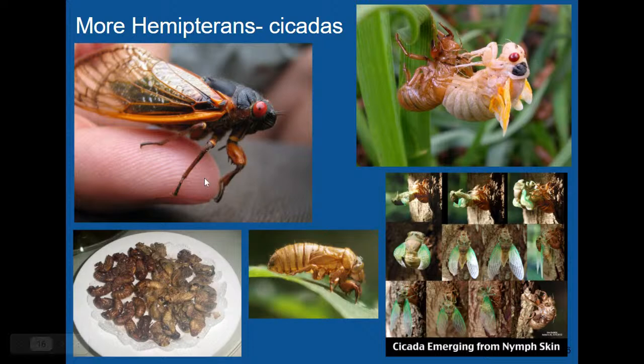But that racket they make, that stridulation, that scraping high buzz they have, is a mating call. They're signaling to each other so that they can mate and lay eggs.